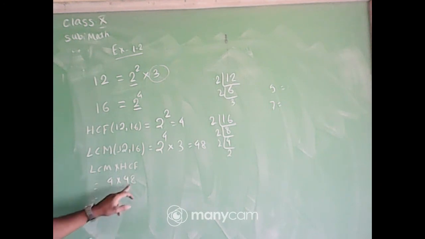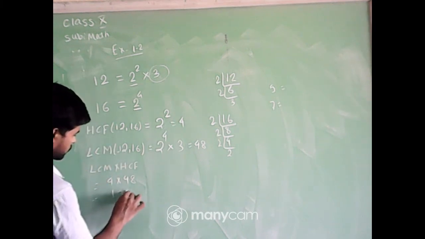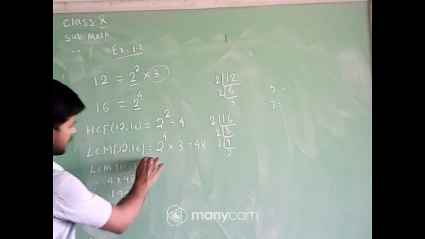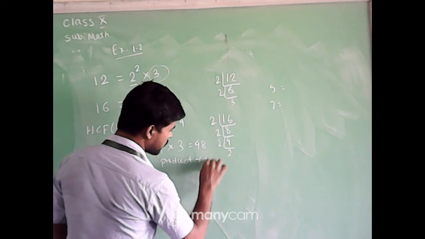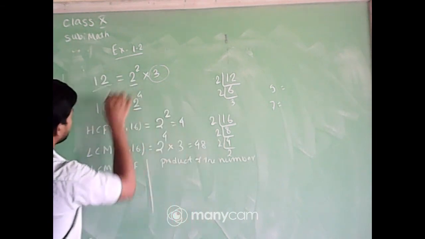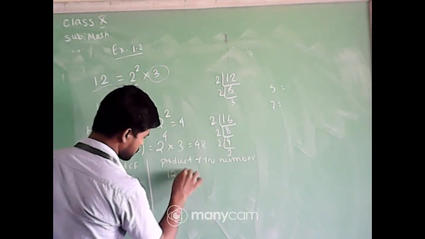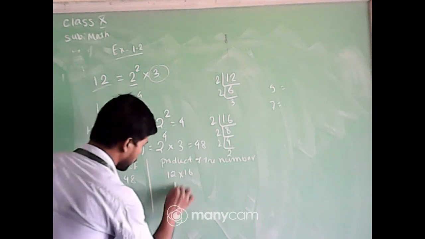Multiply 4 and 48, it is 192. Okay, and find the product of the numbers. What are the numbers here? 16 and 12. Now multiply 16 and 12 once. The result will be again the same, 192.